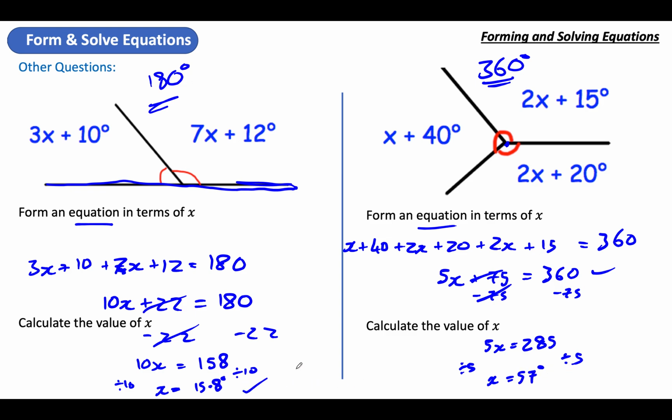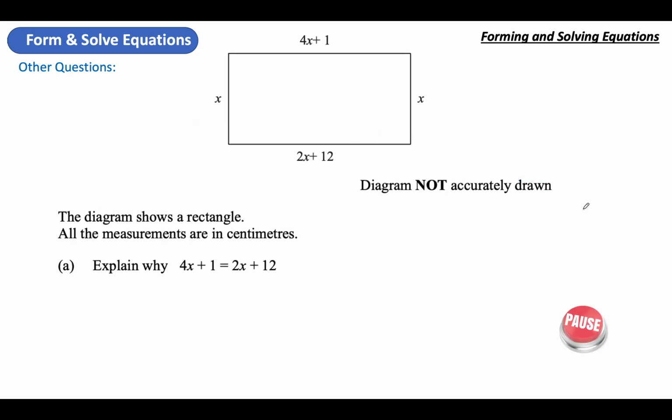So with these angle ones particularly, it's built into the question what they're going to equal, so you can form an equation up. This one's a little bit trickier, and you've got to explain why 4x plus 1 equals 2x plus 12. And that's important. These questions do come up. So just pause the video, have a little think, and maybe solve it if you want to work ahead. Unpause when you're done.